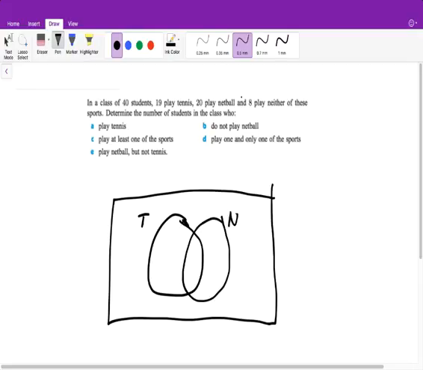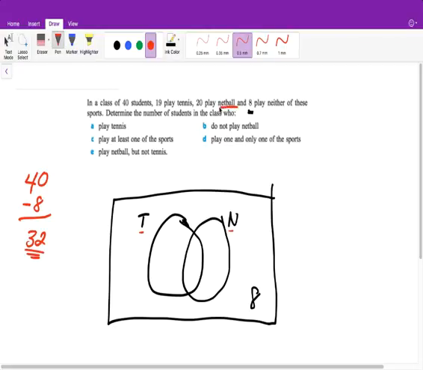All right, so they tell us that 8 people don't play either of those. So 8 people need to be on the outside of those 2 sets. So now if we have 40 total people and 8 don't play either, that means these remaining 32 must play tennis or they must play netball. So they have to play one or the other.